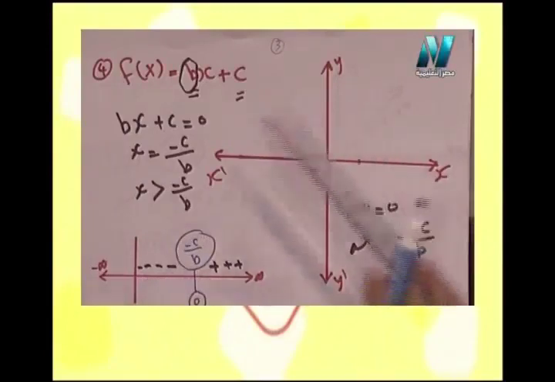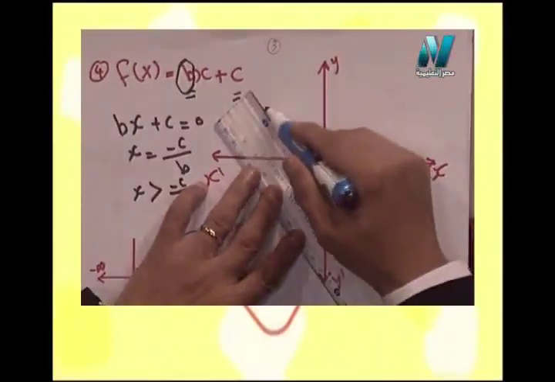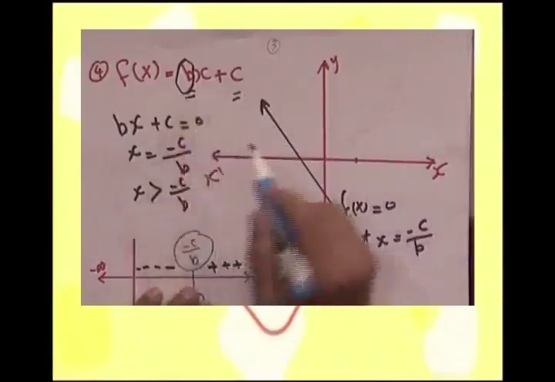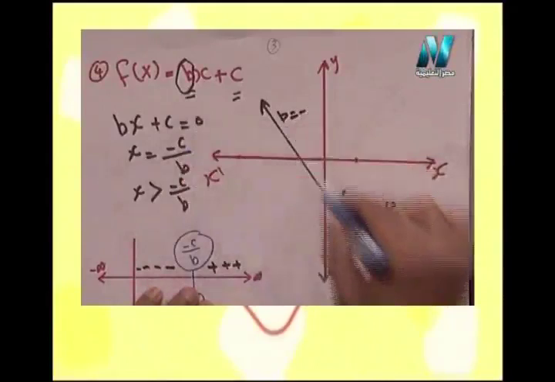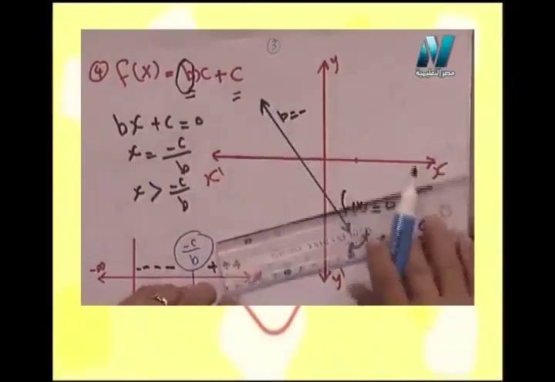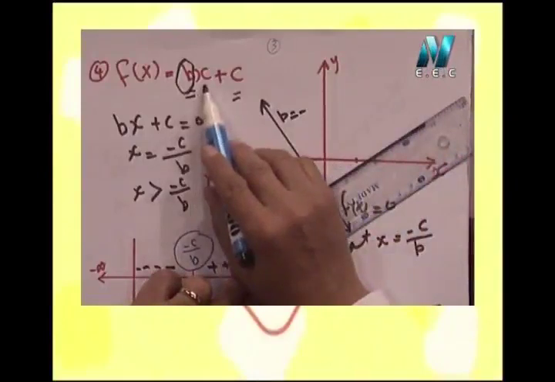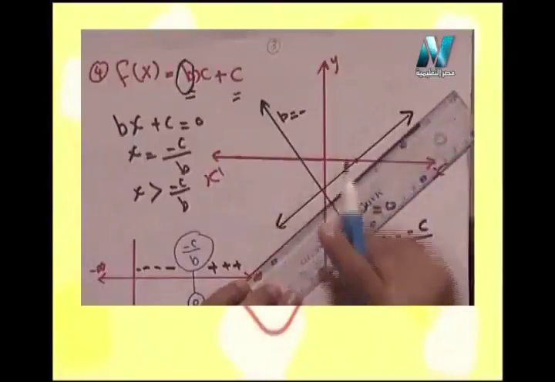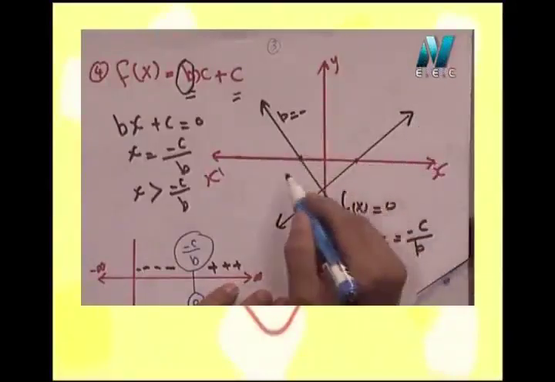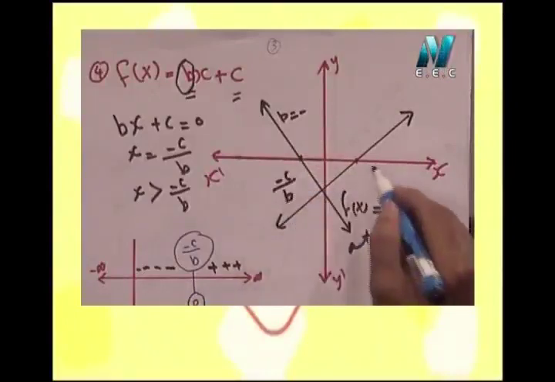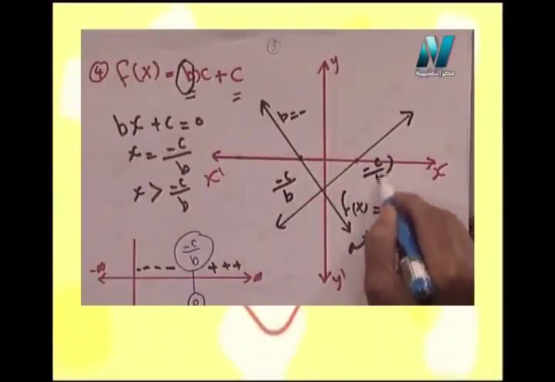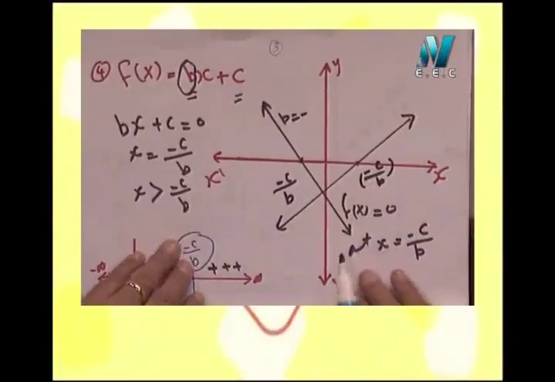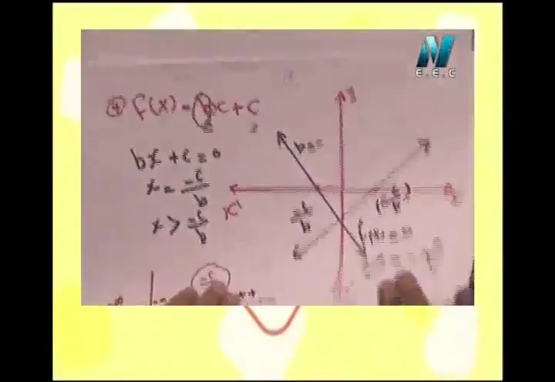And this straight line may be like this. Straight line here. If b is negative, it will be like this straight line. But if b, which is the coefficient of x, is positive, it will be like that. And this point here is negative c over b. And this one also negative c over b. This is generalized. Let's see if we have a specific function.